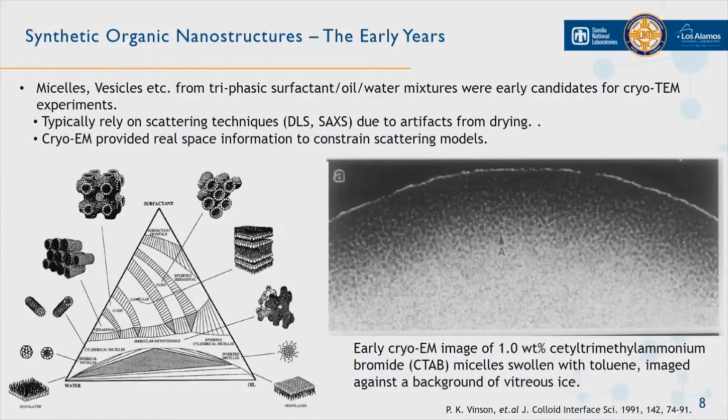So these types of structures suffer greatly from drying effects when preparing for TEM, so being able to image them in their native hydrated state would provide real space information that can also be used to constrain scattering models, so you can use the two techniques to converge towards a full understanding of the material structure. So as early as 1991, there was reported a cryo-TEM image of 1 weight % CTAB micelles, swollen and tolerating, albeit at rather low magnification.